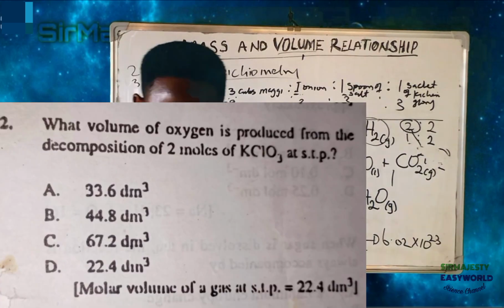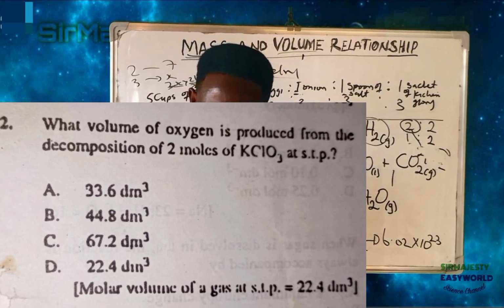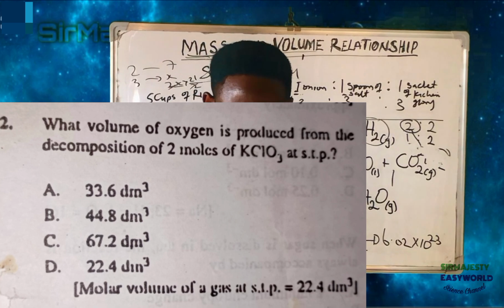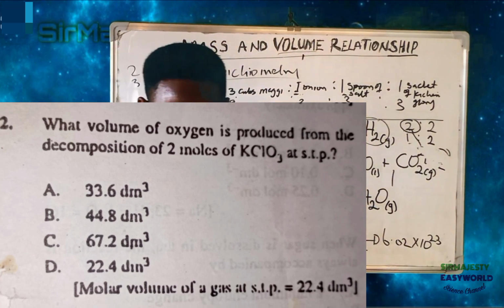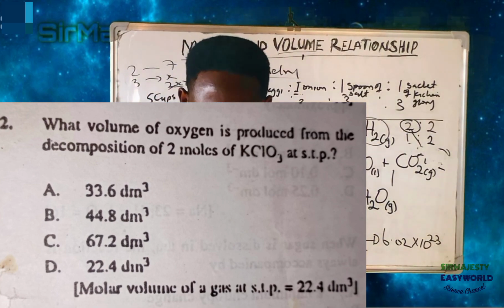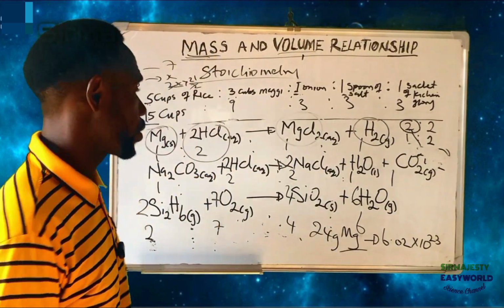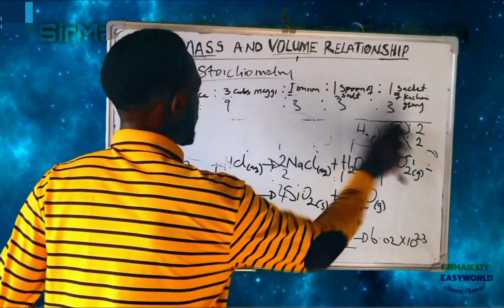They say, what volume of oxygen is produced from the decomposition of 2 moles of KClO3 at STP? They gave us in brackets that molar gas volume at STP is 22.4 dm cubed. Remember, we are going to use the chemical equation to determine the mole ratios and see how they behave in mass and volume.